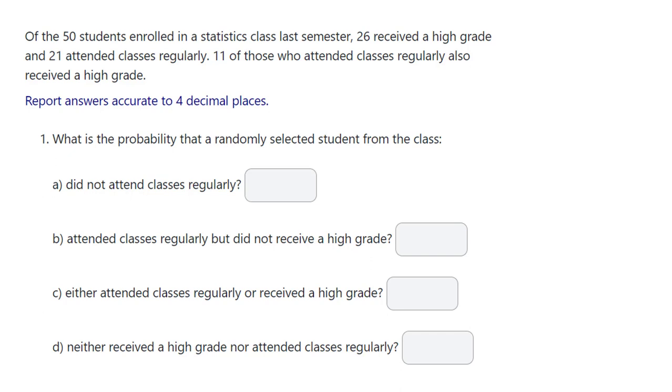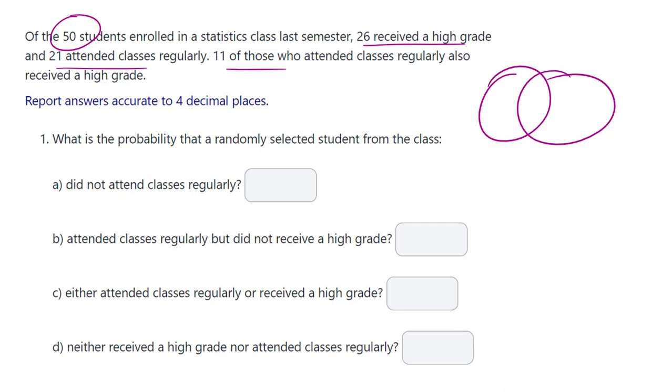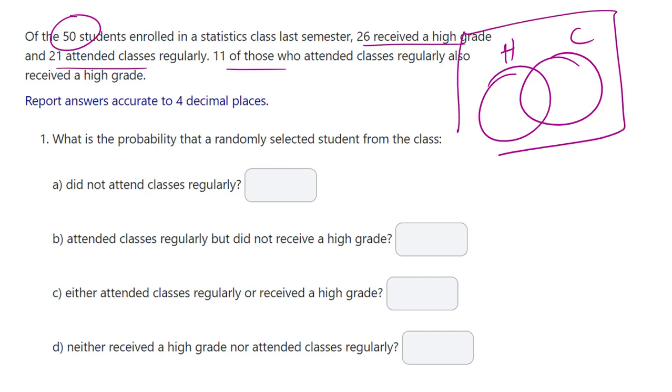In this question, we have 50 students enrolled and 26 of them received a high grade, 21 attended classes regularly, and 11 did both. So if we put that in a Venn diagram, we have something like this. We have high grade and we have attended classes regularly. Let's use C for that. So if this is our Venn diagram, we have 11 that did both.